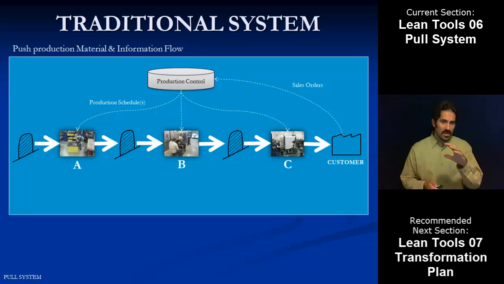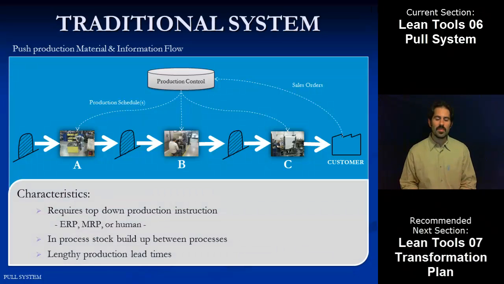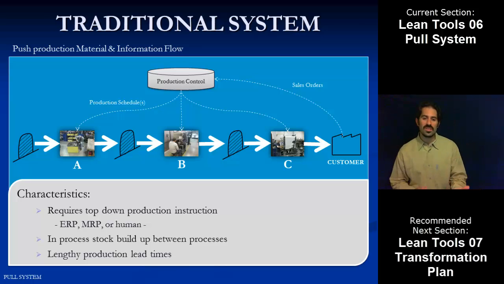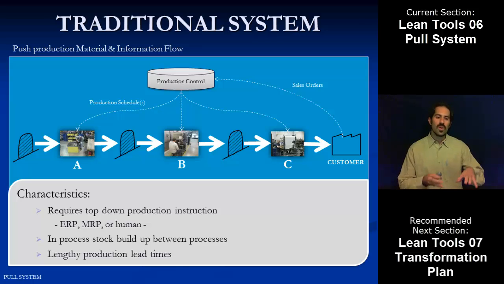So we'll start by taking a look, as we have been doing with traditional systems, and then making a comparison to some of these lean ideas. In a traditional system, we've got a couple different issues. The first one is that these types of production systems require some type of top-down production instruction. You can see here where the sales order goes to the production control center, and then production control individually tells each one of those three steps what they should be making and when they should be making it. So it's a top-down, forced production scheduling process.